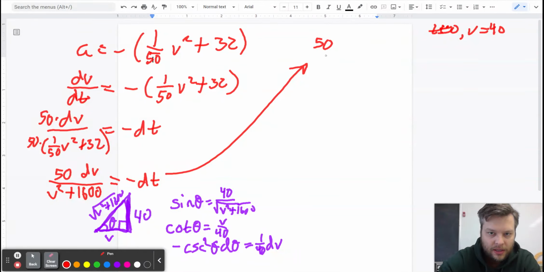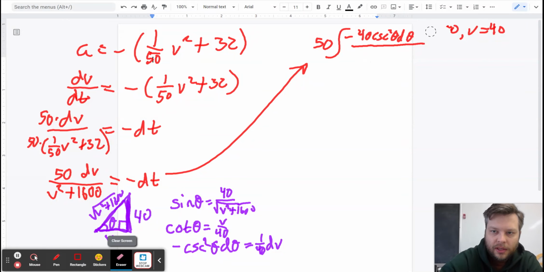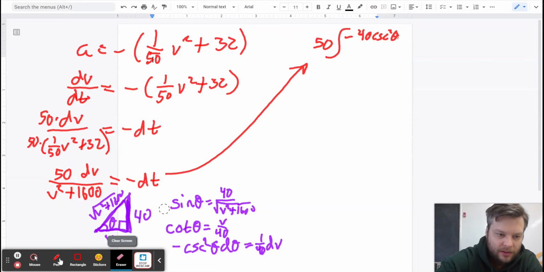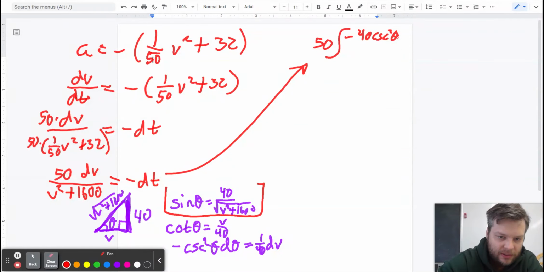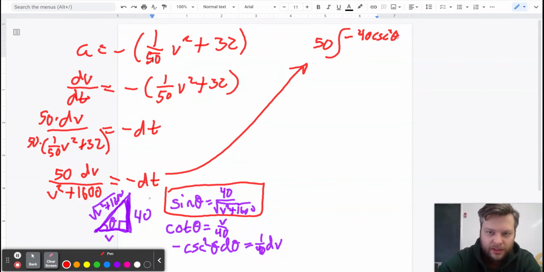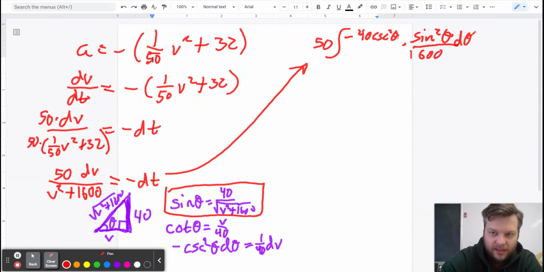The dv, if I solve for dv, is negative 40 cosecant squared theta d theta. And then if I solve for sine, I can divide by 40. Let me write that a little differently. The actual integrand here, I need to square this to have it match up with the integrand and divide by 40. And so I'll get sine squared of theta over 40 squared, 1600, and then I'll put my d theta at the end. The other side is just still the integral of negative dt.